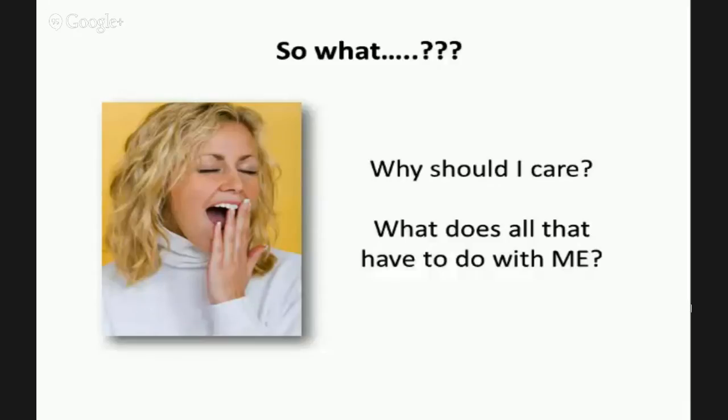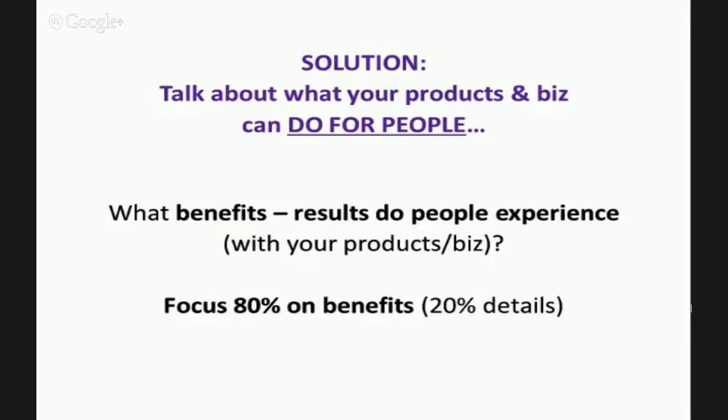So what we want to do in terms of communication is just make a small shift. Instead of talking about the products and the business, we want to talk about what the products and the business can do for people. That's shifting from spelling out all the details and the information and trying to get people excited that way to just being really clear about the benefits or the results that someone can experience by using your product or taking part in your business.